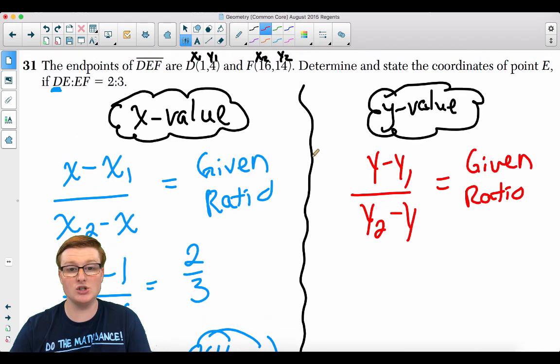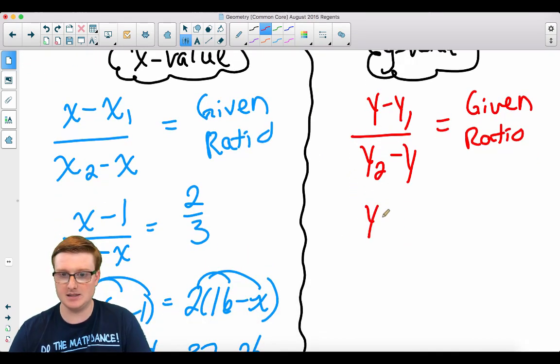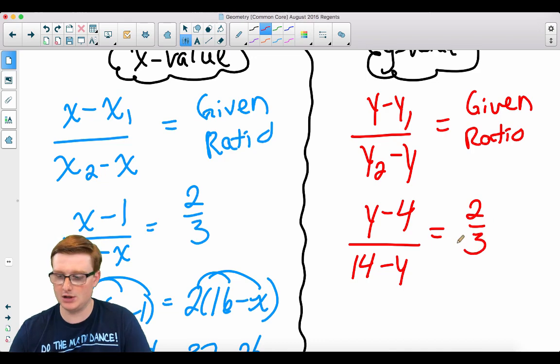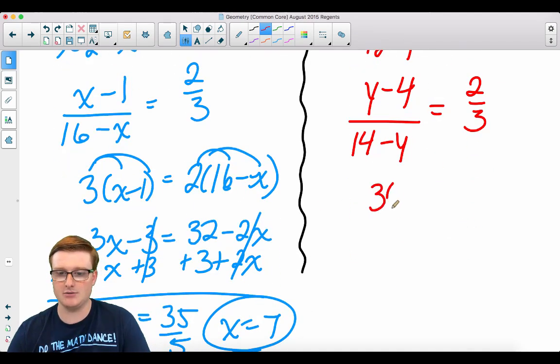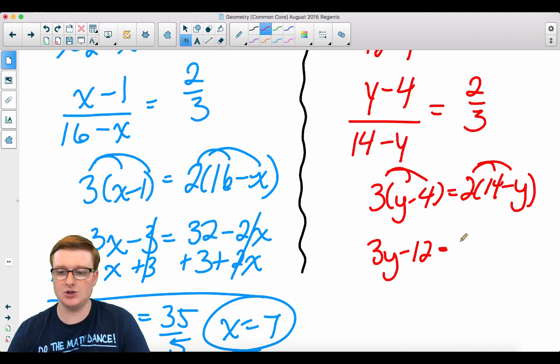Your y1 is your 4, your y2 is your 14. You keep the y's there, because that is your variable. So (y minus 4) over (14 minus y) is equal to the given ratio of 2/3. We're going to cross multiply. 3 times (y minus 4) is equal to 2 times (14 minus y). We are going to distribute these. We get 3y minus 12 is equal to 28 minus 2y.